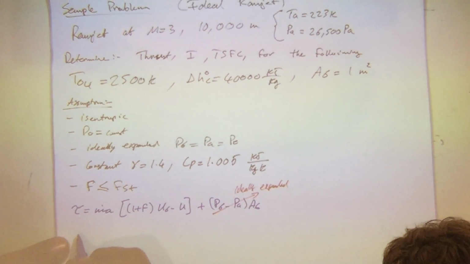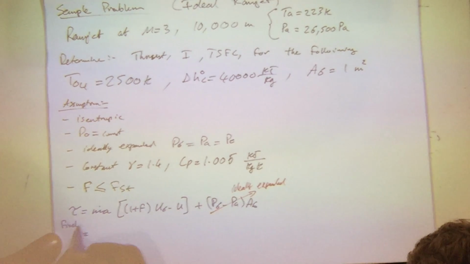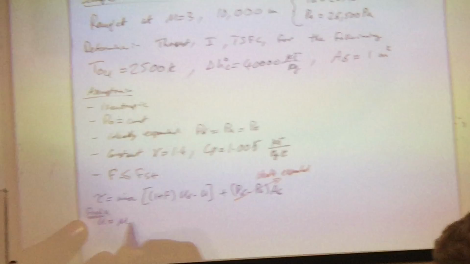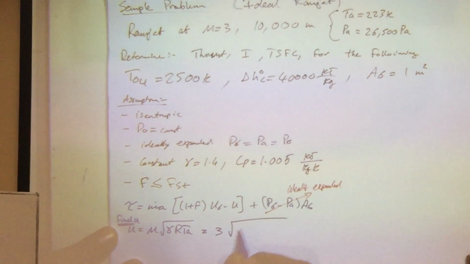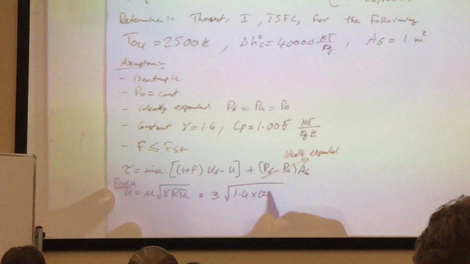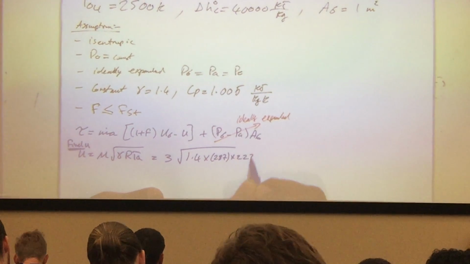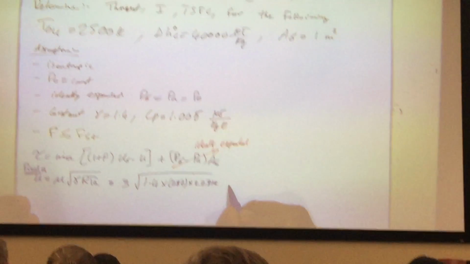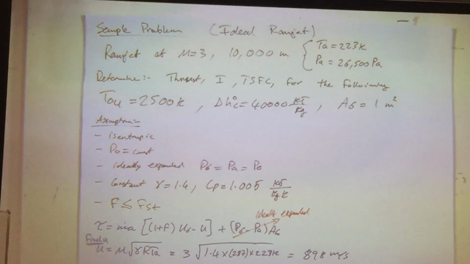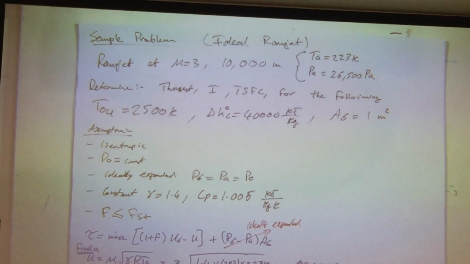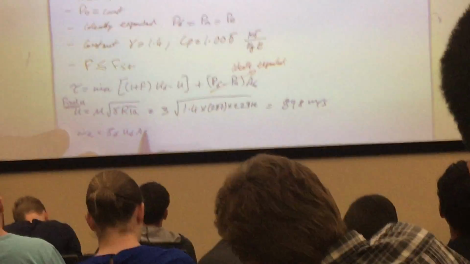So based on this, finding U is equal to Mach number multiplied by the square root of gamma R T, well, that's equal to 3 multiplied by the square root of 1.4 multiplied by 287 multiplied by 223 Kelvin. Okay, and that gives you 898 meters per second. And the exit is equal to the same, and the inlet is equal to rho6 U6 multiplied by area 6.